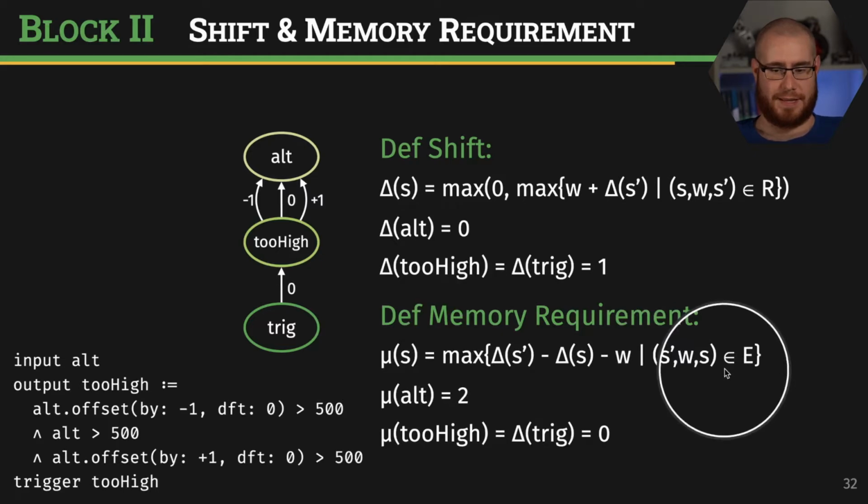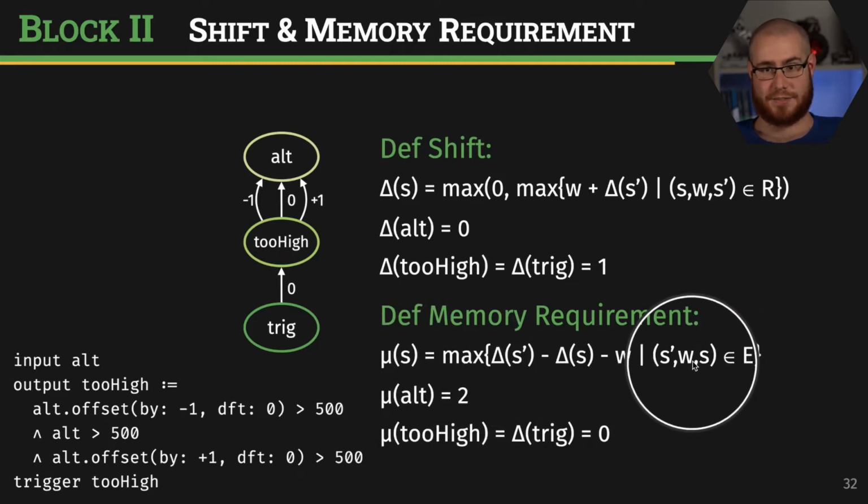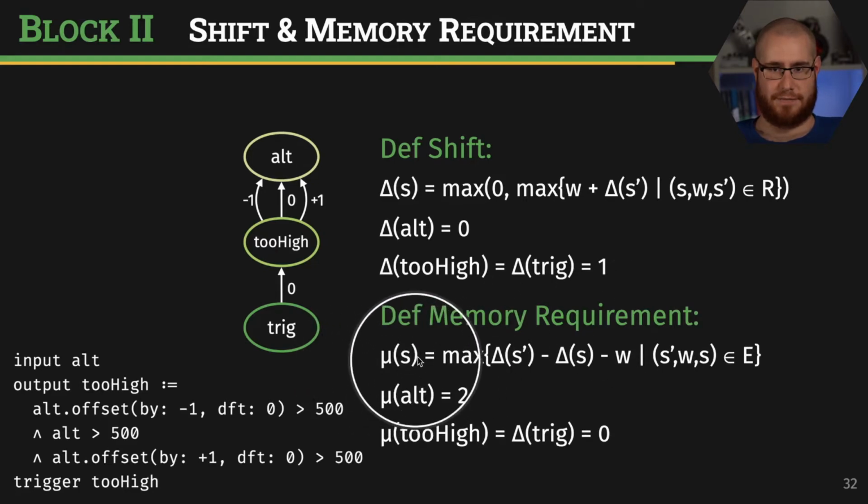So let's start with the trigger. Let's say S is the trigger, and we check all of the edges, all of the other streams that access the trigger, which is none. So it defaults to the value 0, which makes sense because we don't have to store the value of a trigger. We compute it, we check whether it's true. If it's true, we alert the system, but there's no need to persist the value.